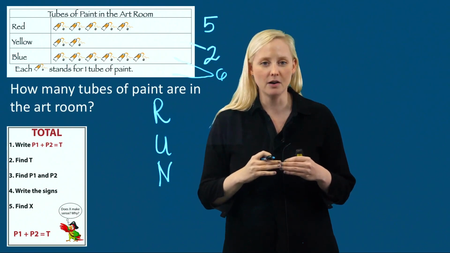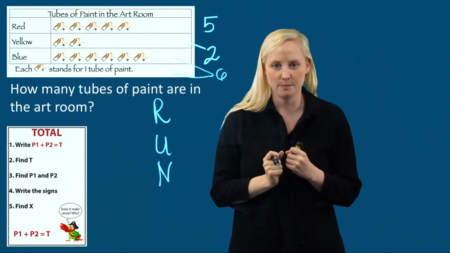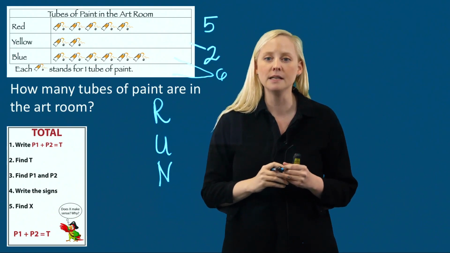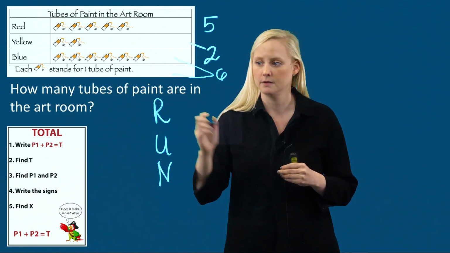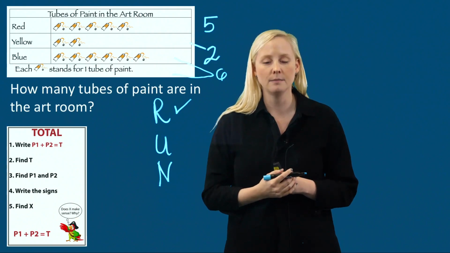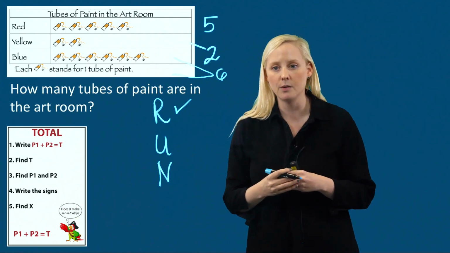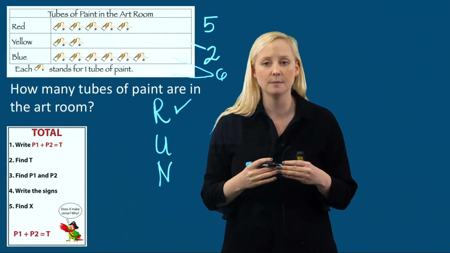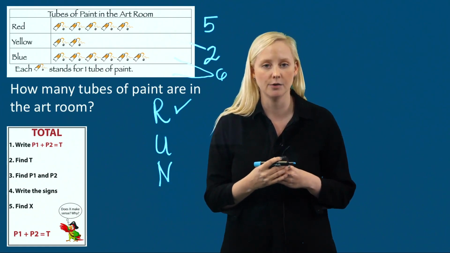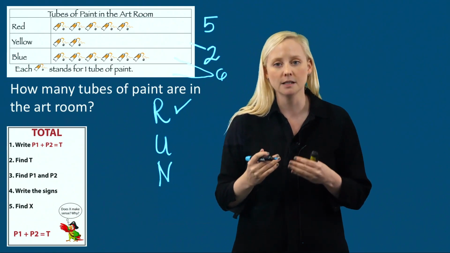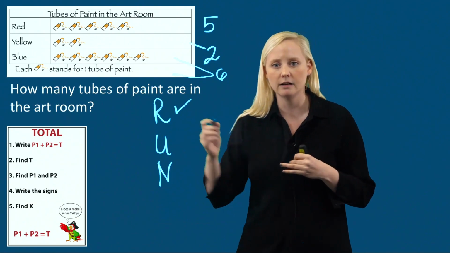Now that we've numbered our graph, we can go ahead and run through the problem. The first step is to read the problem. It says how many tubes of paint are in the art room. I've run through the problem. My next step is to underline the label. I can find the label in my question sentence. The question is asking me how many tubes of paint are in the art room. The question is asking about tubes of paint. So my label is going to be tubes of paint. Let's go ahead and underline that.